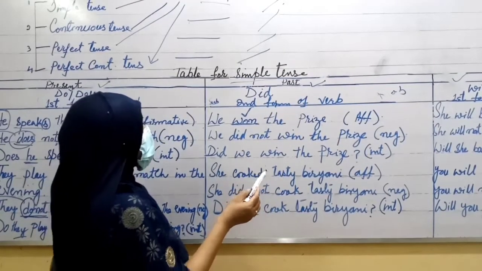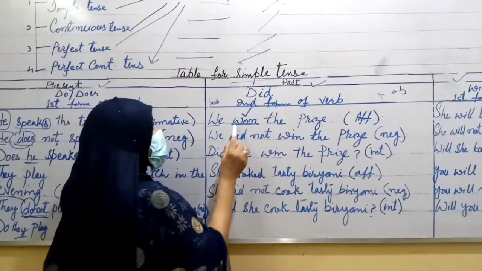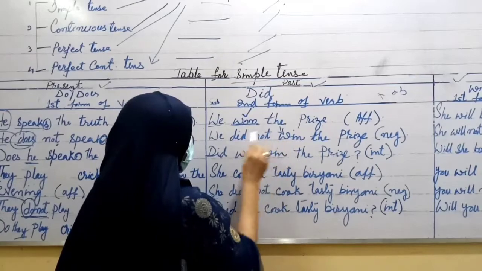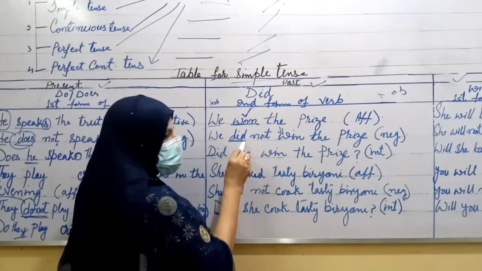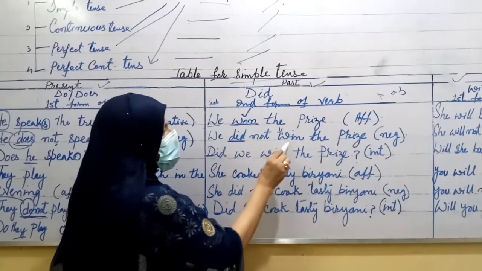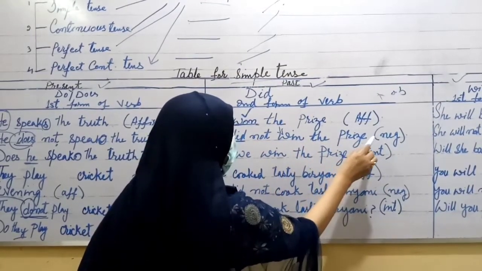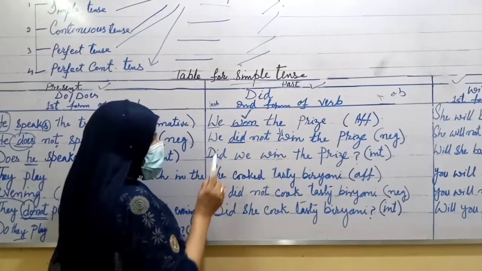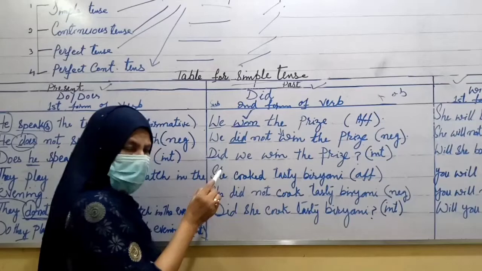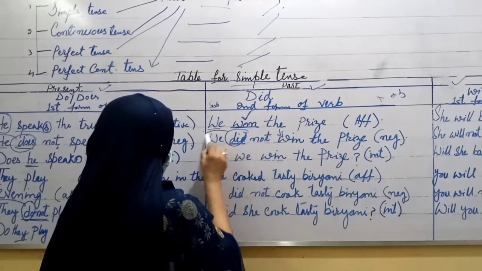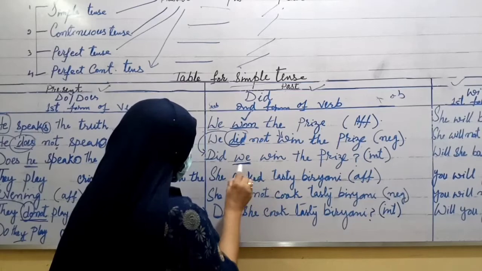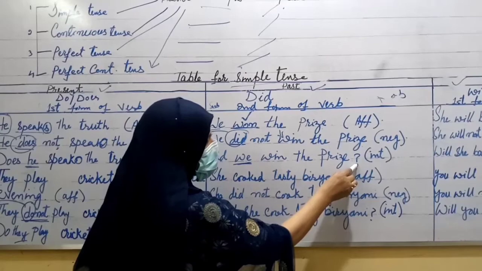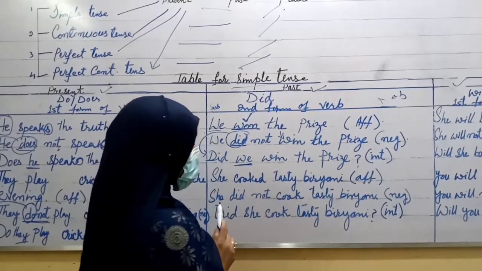If you are going to change it into negative, then this second form of verb will change into the first form of verb and we will use did, which is the past. We didn't win the prize. This is the negative sentence of the past simple tense. And if you are going to make interrogative, this did will come at the beginning of the sentence, that is before the subject. Did we win the prize? Sign of interrogation. This is an interrogative sentence.